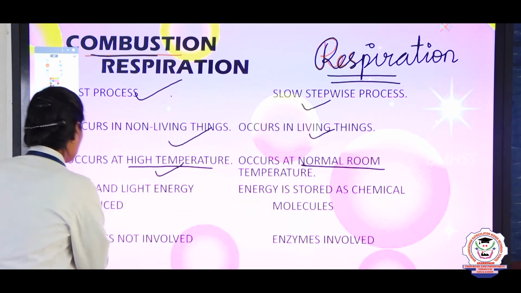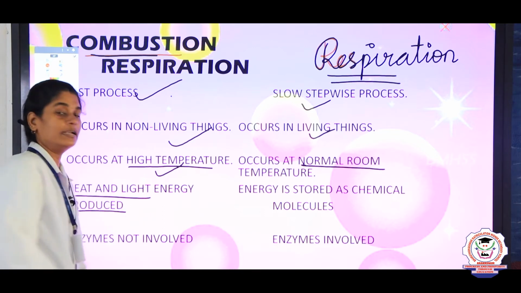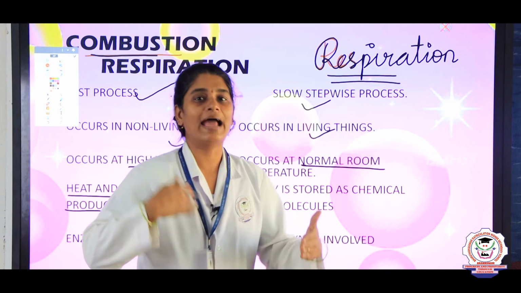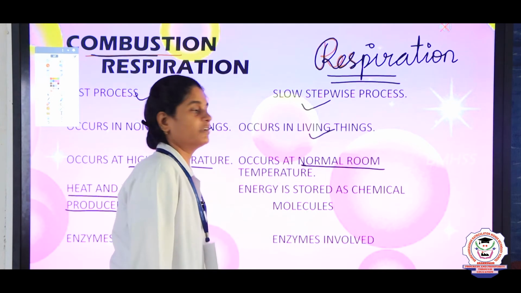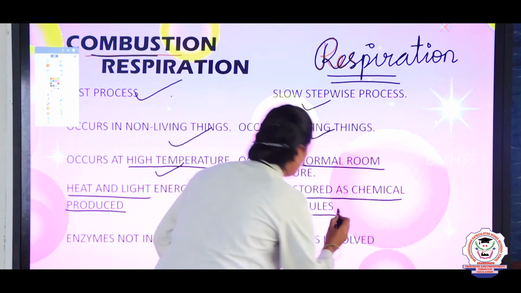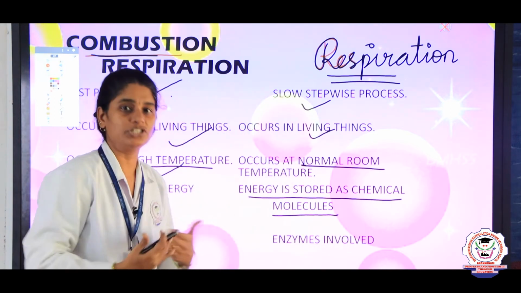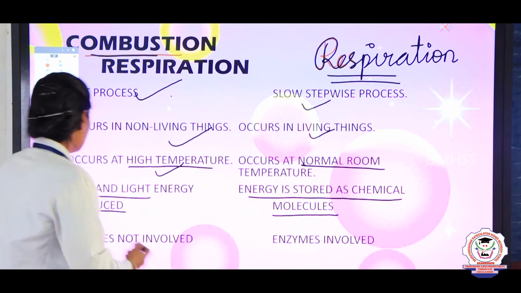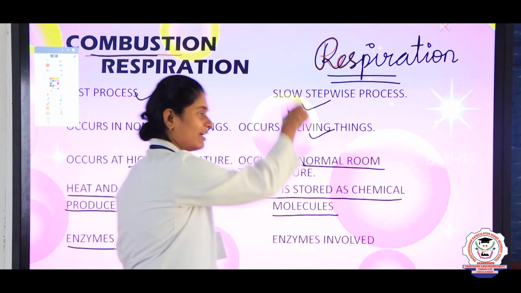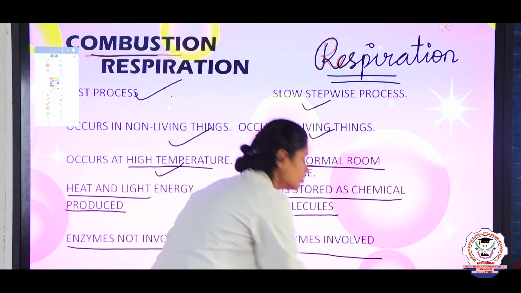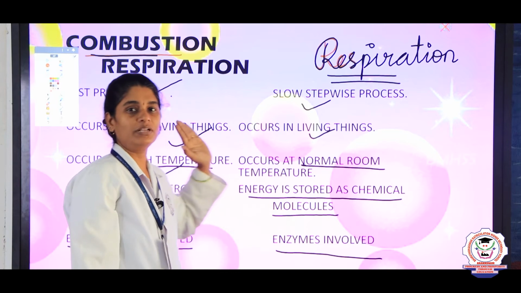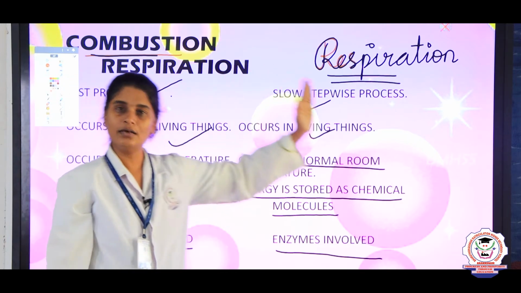Next, heat and light energy are produced. Because of combustion, we get heat energy and light energy. But because of respiration, some chemical molecules are stored as energy inside our body. And enzymes are not involved in combustion, whereas in respiration, enzymes are involved. So these are the differences between combustion and respiration.